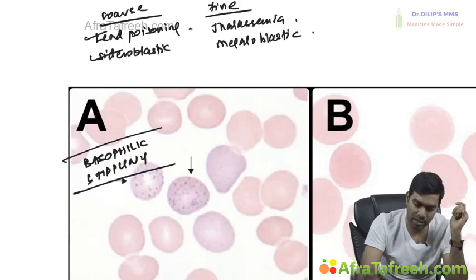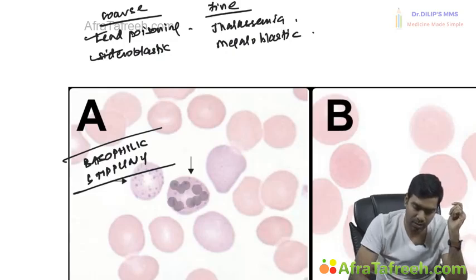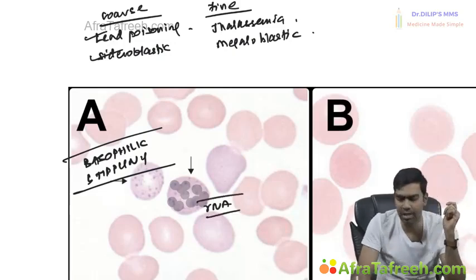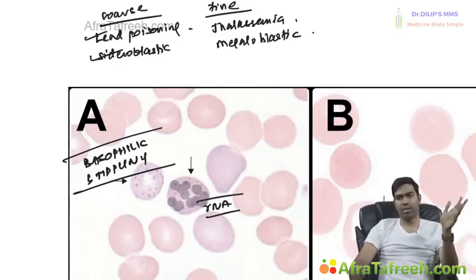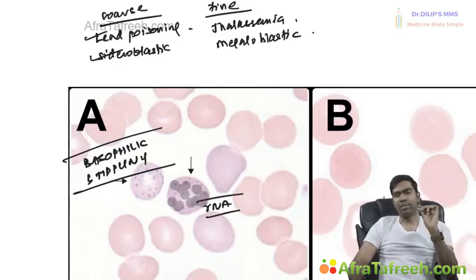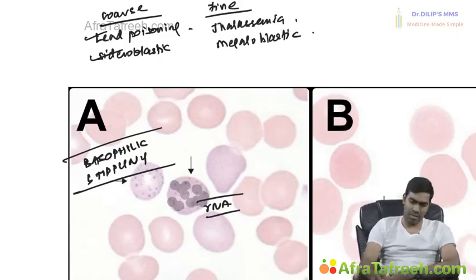But what are these stipples made of? If they ask you what these basophilic stipples are made of, these are nothing but RNA, because mature RBCs generally do not contain RNA. When they contain these RNA fragments, it is called basophilic stippling, which appears as blue dots in the cytoplasm. So this is the basophilic stippling.